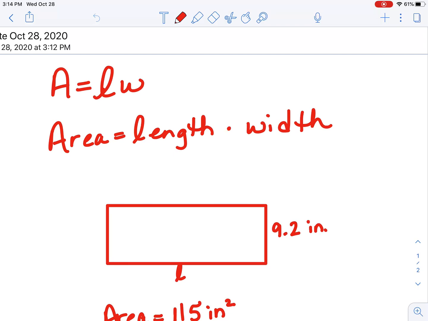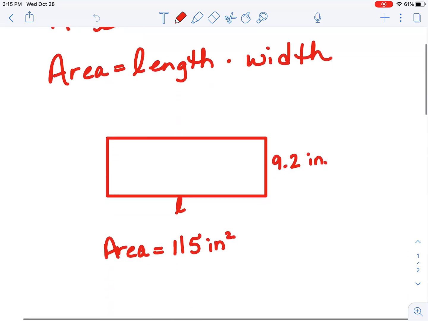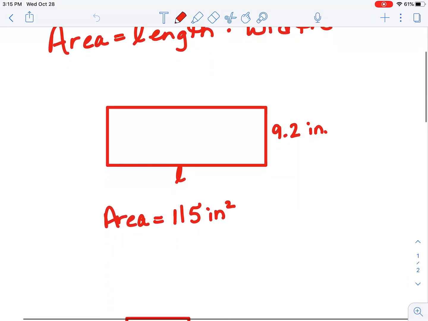Now, your job has always been to find the area. But today we're going to spice it up a little bit, and I'm going to give you the area and the length, or the area and the width, and you'll have to find the missing side. So up here at the top I've got A equals LW. Remember, side by side means to multiply, and then I wrote it out into words. So let's look at our first example here.